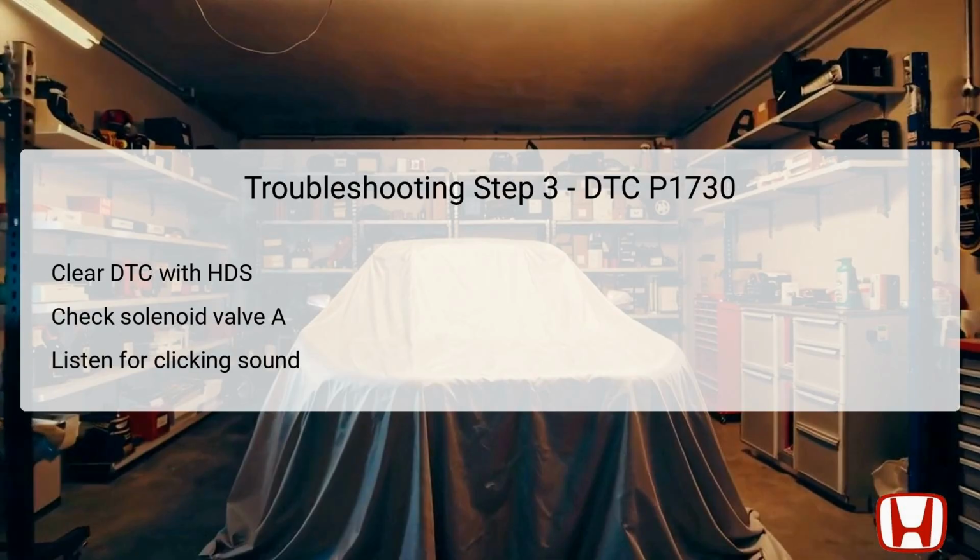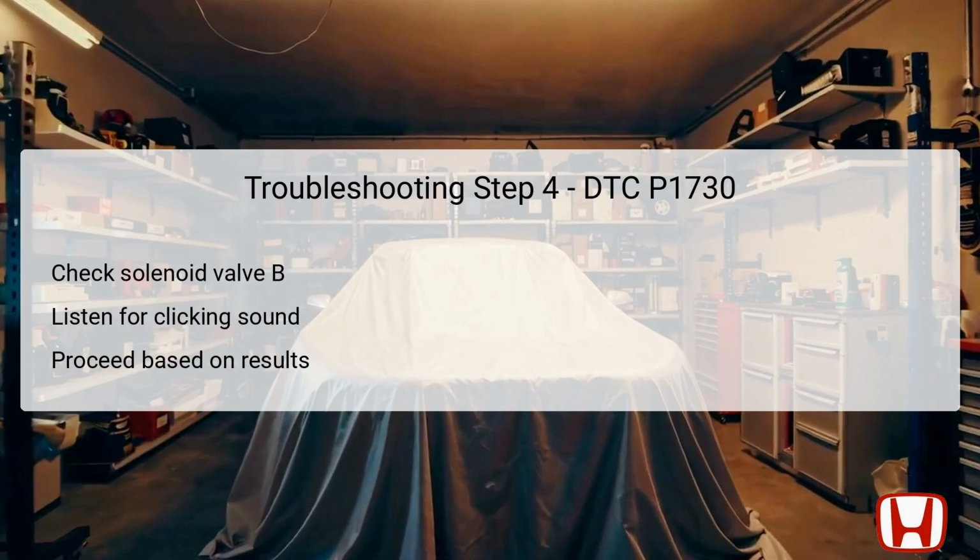An important detail during this check is to listen for a clicking sound, which indicates that the solenoid is operational. If a clicking sound is present, solenoid A is confirmed to be functional, and you can move forward in the troubleshooting process. However, if no clicking sound is heard, it's indicative of a failure, necessitating the replacement of shift solenoid valve A and subsequent verification of the repair.